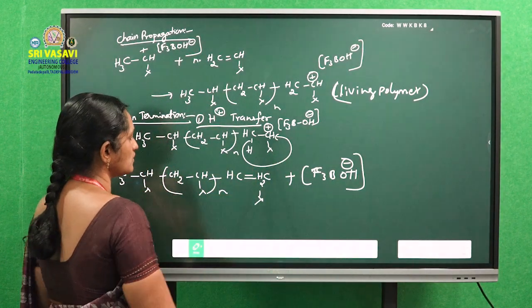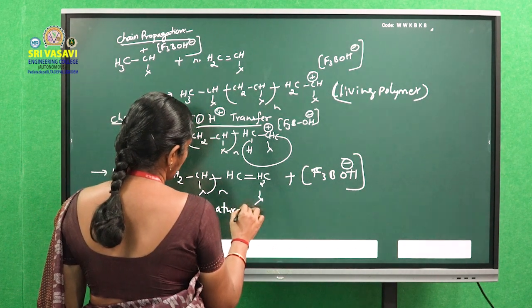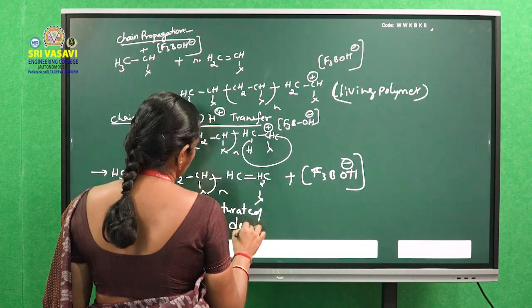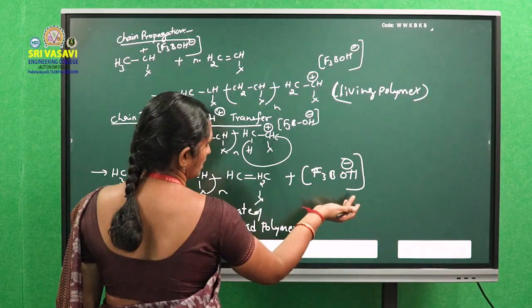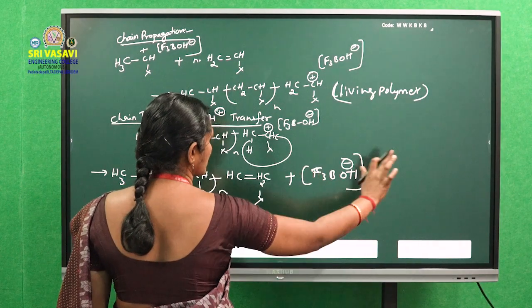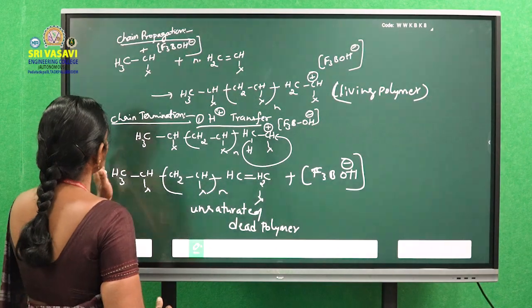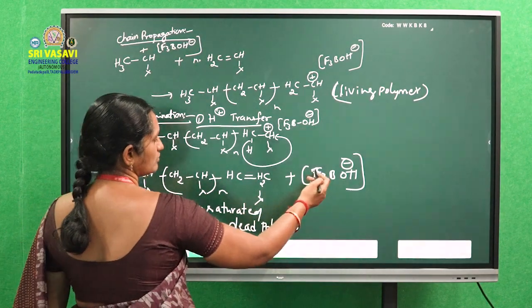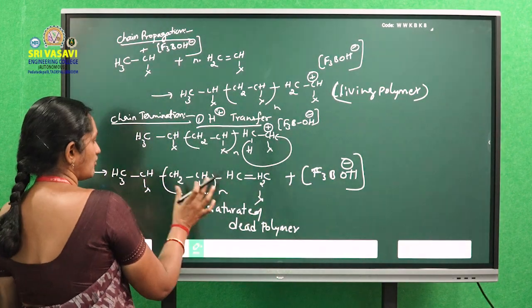This is one model. So you are getting an unsaturated dead polymer, and this is very unstable. It quickly changes into Lewis acid. Okay, what is the chain termination? We get Lewis acid because this is very unstable.